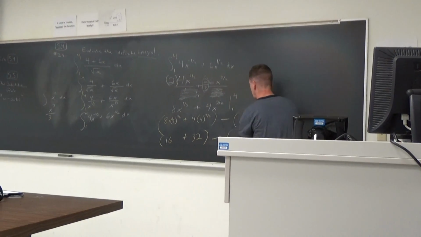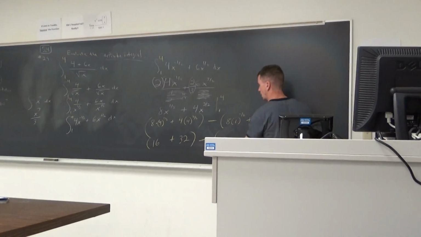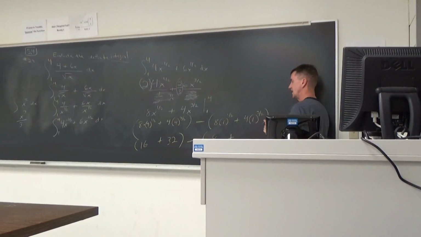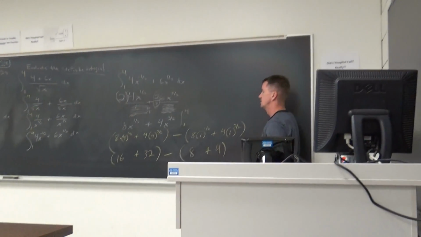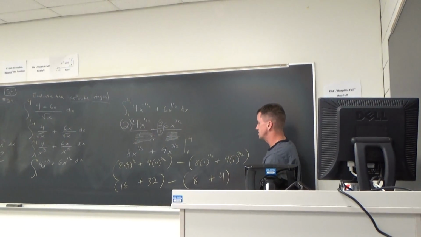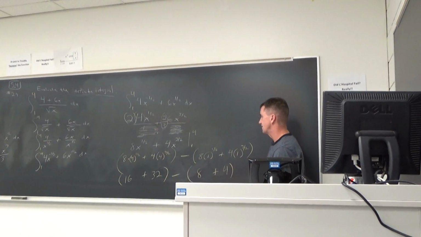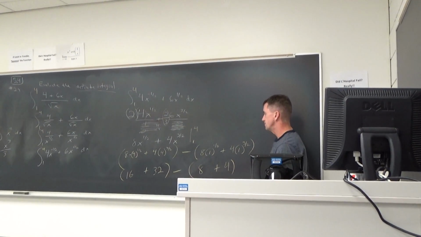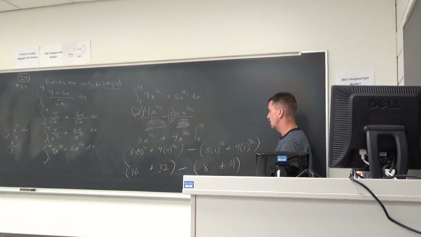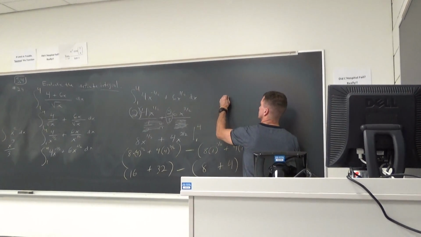Now I've got to subtract. Oh, you've got to love ones. Everyone, 1 to the 1/2 is a 1. 1 to the 3/2 is a 1. So it looks like our answer is 16 plus 32 minus this 12 over here. 48 minus 12, 36. Yep, you got it.